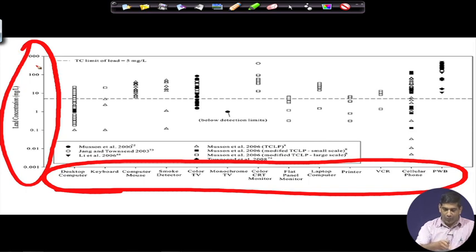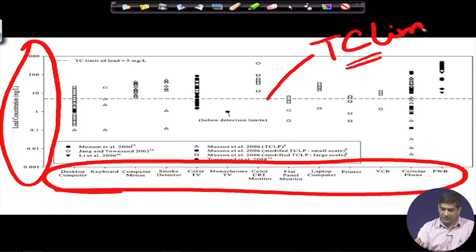The plot that you see here is showing the ranges. Since the concentration varies over several orders of magnitude, it has been shown on a log scale. The y-axis is in log scale, and the middle dotted line is your TCLP limit. That's the TC limit for lead, which is 5 milligrams per liter.